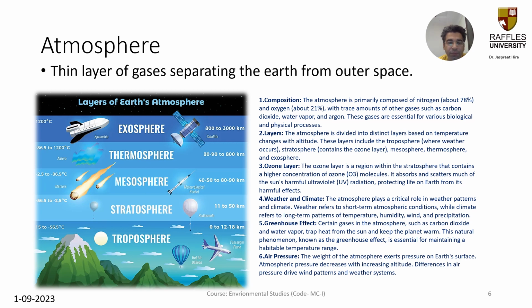So basically, these are the layers of the Earth's atmosphere. You can see the temperature as you go above. You can see there is a variation in the temperatures. All right, so variation in the temperature is very important.